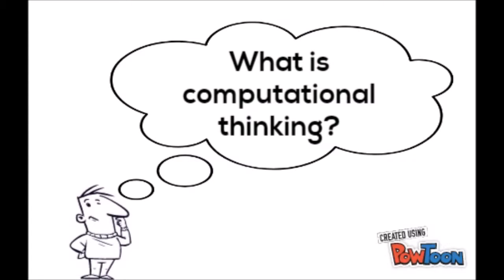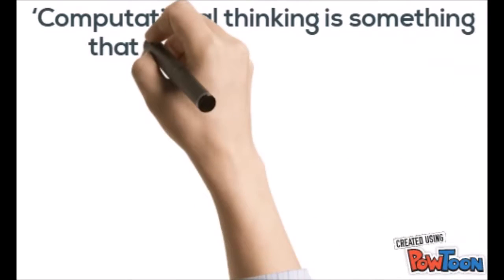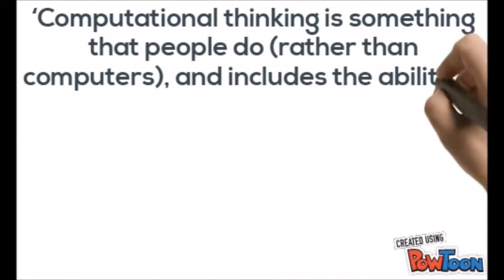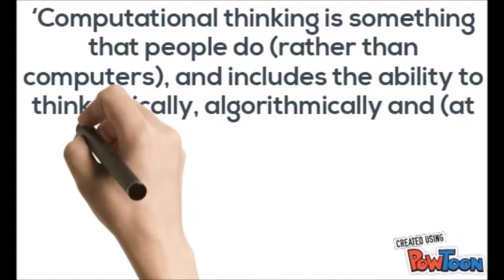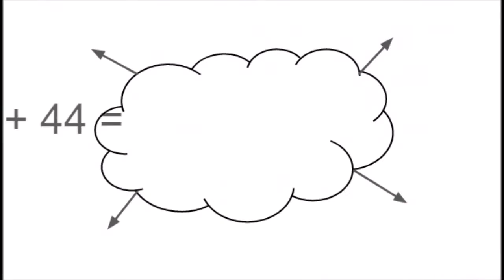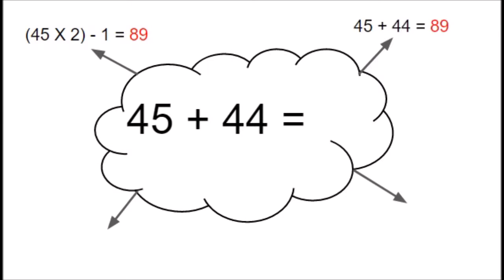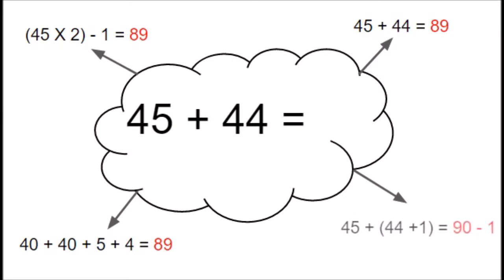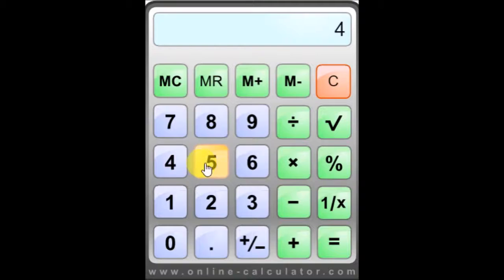What is computational thinking? Computational thinking is not thinking like a computer or a computer scientist. It is in fact something that people do, and it includes the ability to think logically, algorithmically, recursively, and abstractly. Barefoot 2014 states, computational thinking is learning to think in ways which allows us to solve more problems more effectively, and when appropriate use computers to help us do so.